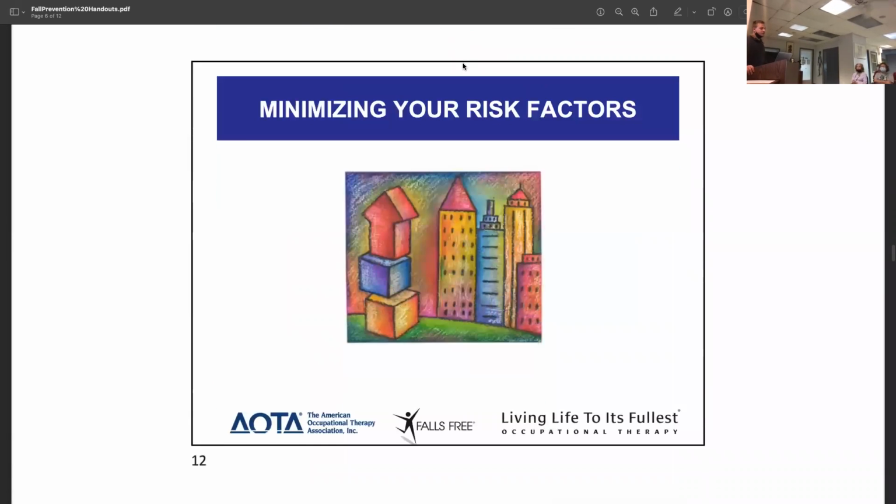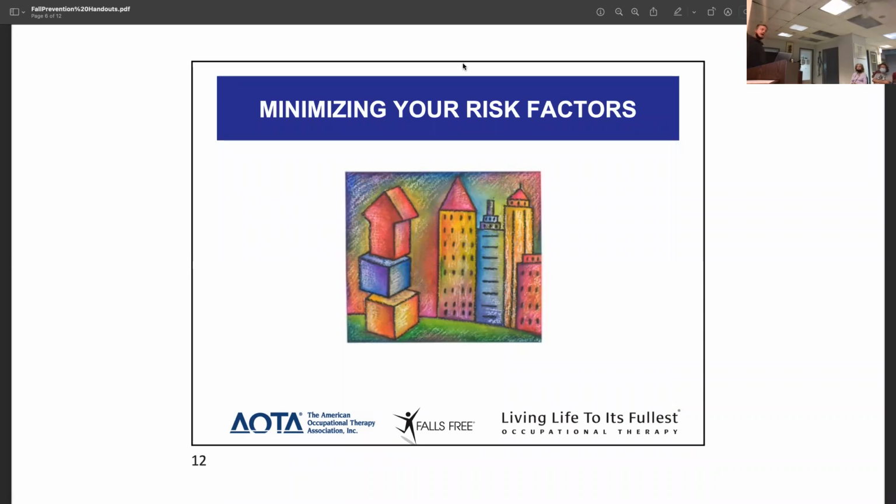It's important to remember that the risk of falling increases with the number of risk factors present. So it might be difficult to get rid of all of your risk factors, but a little bit can go a long way because even small changes can make a big difference.